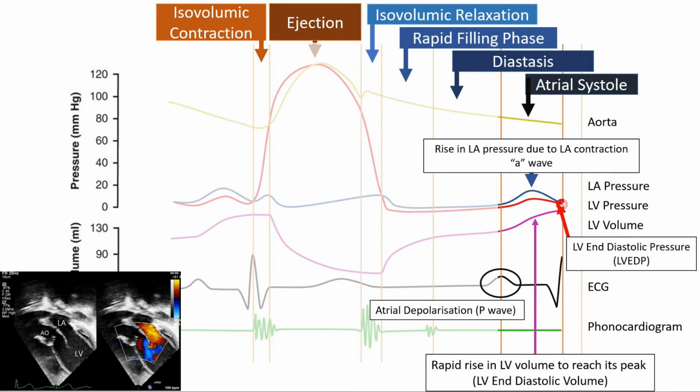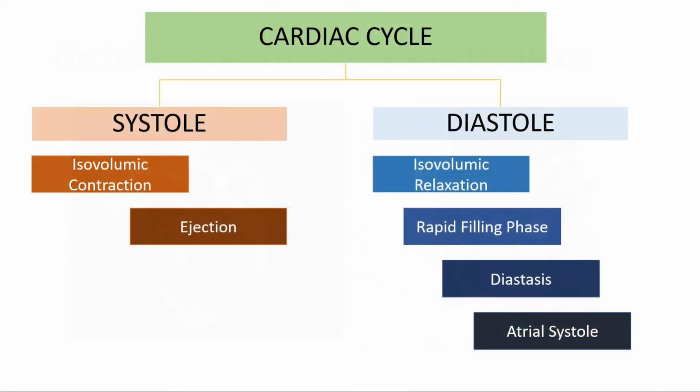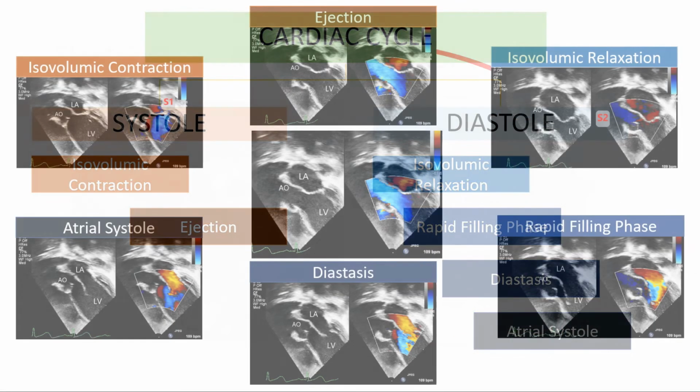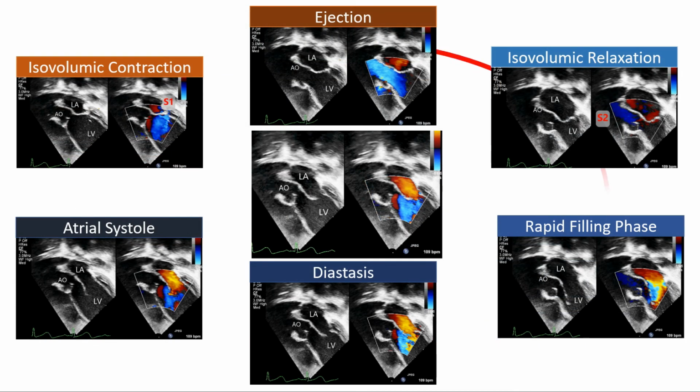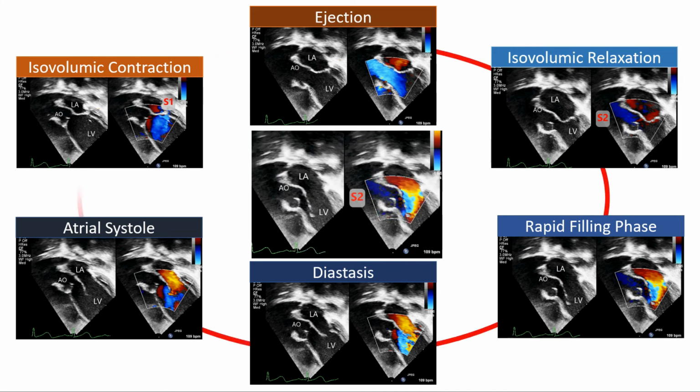If you concentrate on the ECG waveform at this point, you can see the beginning of the QRS complex, which indicates the beginning of the next cardiac cycle. So with this, we have completed the full cardiac cycle, and I think you have a good idea about isovolumic contraction, ejection, isovolumic relaxation, rapid filling phase, diastasis, and atrial systole, and how the heart goes through a full cardiac cycle and all the events that happen in a single cardiac cycle.